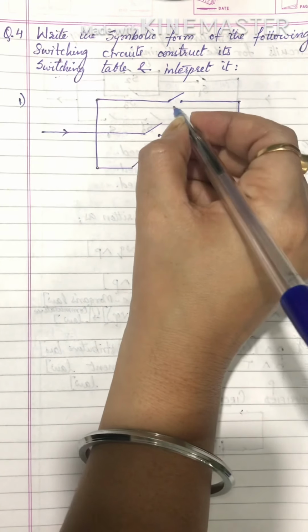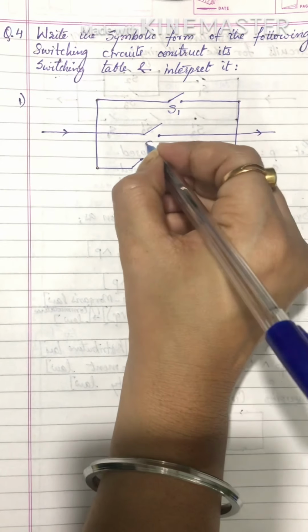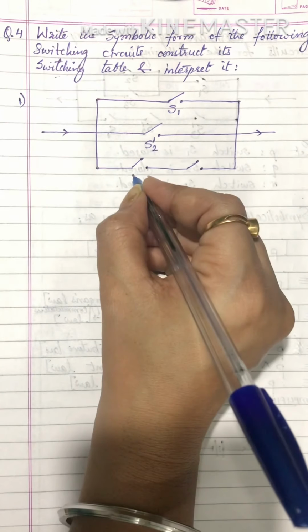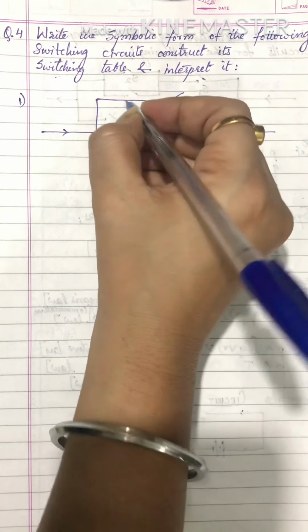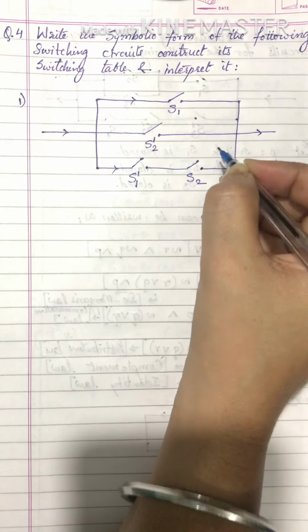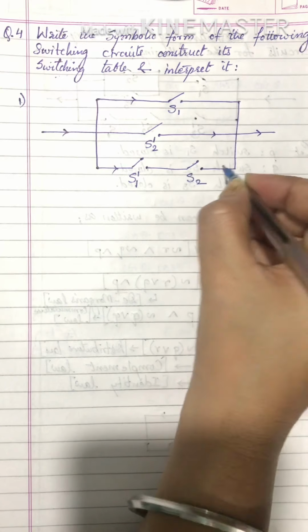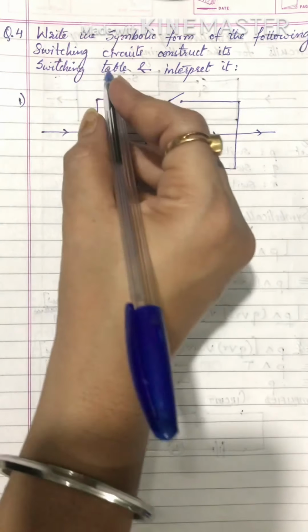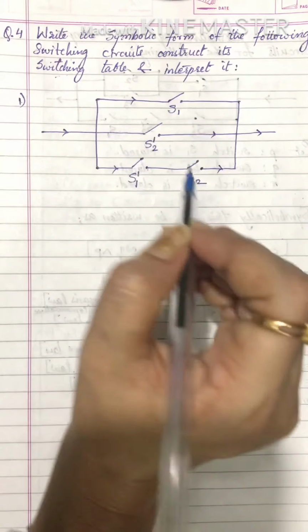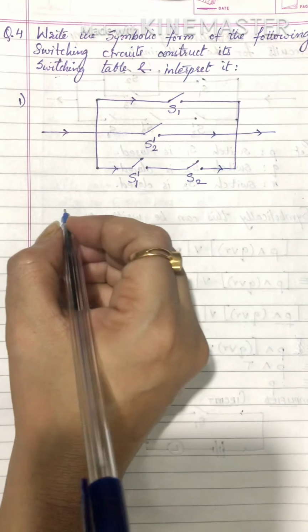Now the circuit given to us is, here is switch S1, S2 dash. This one we will take S1 dash and this is S2. Okay, this is the circuit which is already given to us in the question, and they have asked us to write this in symbolic form and then the switching table and interpretation.